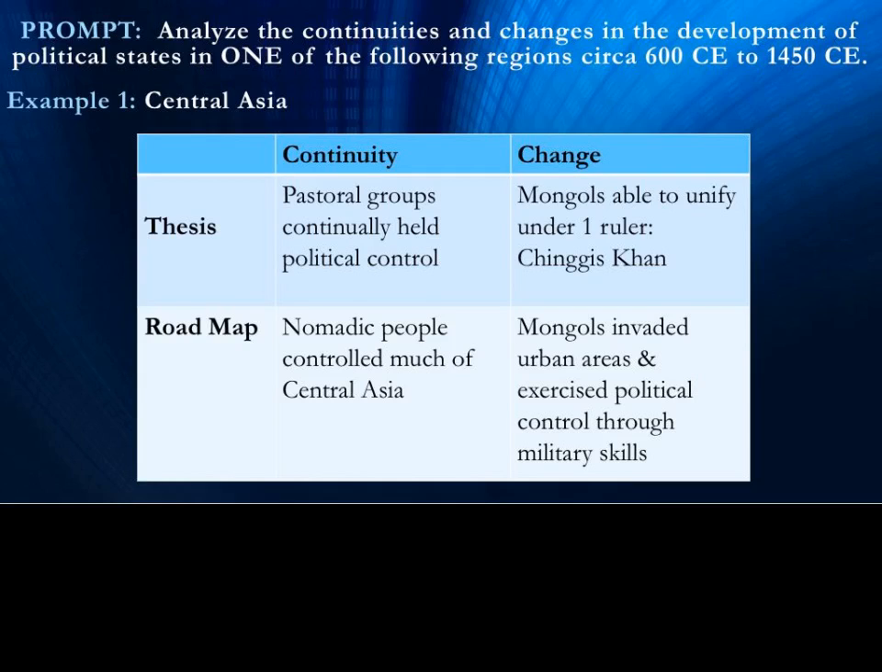So here is a great example for this particular prompt, choosing this particular location, Central Asia, with a thesis that addresses a continuity and a change, that answers it, and then a roadmap that addresses the continuity and the change. Obviously, these are not in complete sentences, so when you make your notes, when you see your prompt on your prompt sheet, and you begin your T-chart, this is what your T-chart should look like, or a little table.